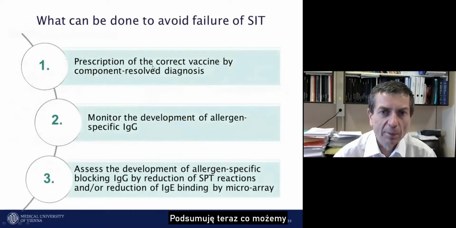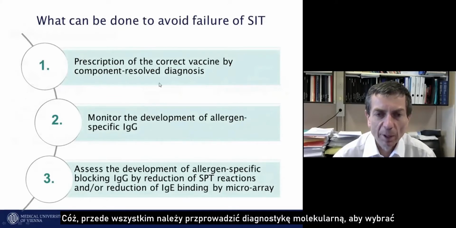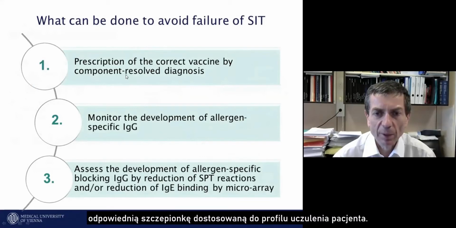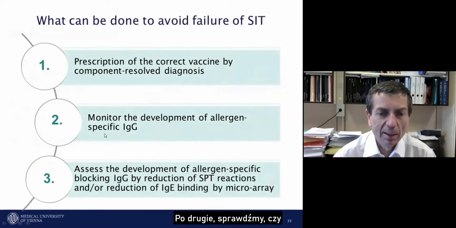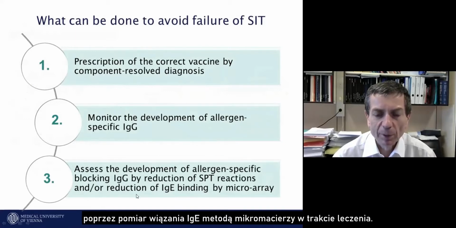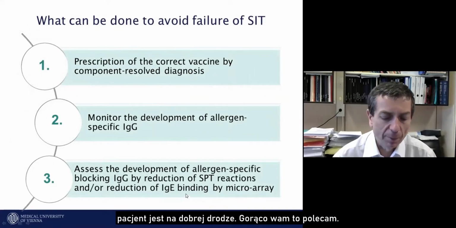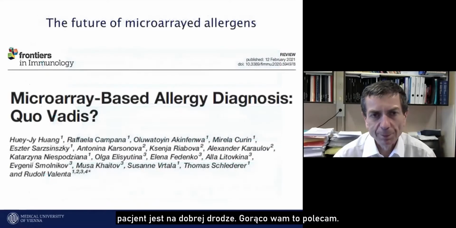Now I summarize here what we can do to avoid, or at least limit, the failure of immunotherapy. Well, first of all, let's do molecular diagnosis to select the correct vaccine to address the patient's sensitization profile. Secondly, let's look if there's IgG developing, and in particular, let's look at blocking IgG by measuring the IgG binding by microarray in the course of the treatment. When the IgG binding gets lower in the course of treatment, the patient is on a good way, and I highly recommend this to you.